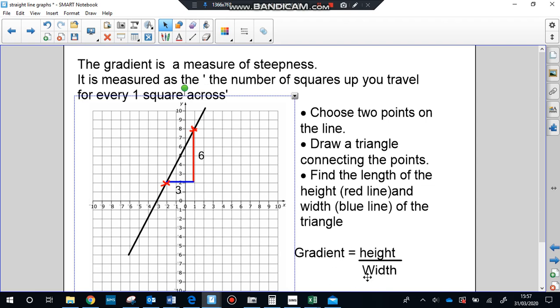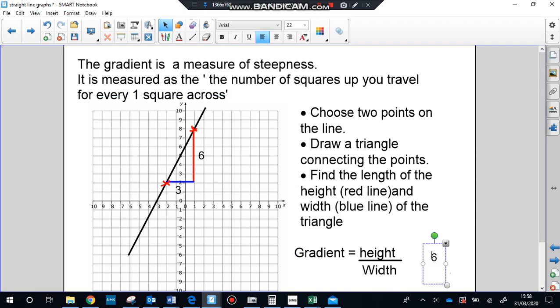So how do I work out the gradient? Well, the gradient says you do the height, which is my red line, divided by the width, which is my blue line. So in this case, it's going to be 6 divided by 3, and 6 divided by 3 is 2. So the gradient of this line is 2.